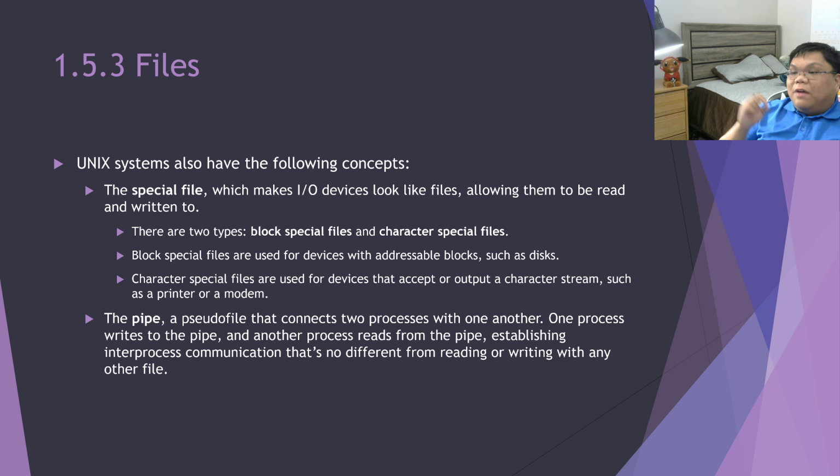Unix systems also have the following concepts. The special file, which makes I/O devices look like files, which allows them to be read and written to. And there are two types of special files, block special files and character special files. You also have the pipe, which is a pseudo file that connects two processes with one another. If you have two processes that are working together to accomplish some task, they need a means of communicating with one another, and one way to do that is to have one process write to a file, and then another process read from that file. And that file is called a pipe.